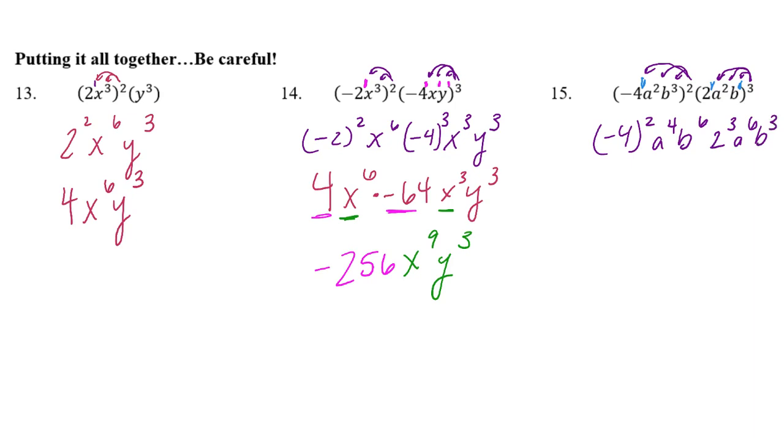Now I need to put my numbers together, or actually I need to simplify so I can put some stuff together. (-4) squared is 16. a to the 4th, b to the 6th, 2 to the 3rd is 8. a to the 6th, b to the 3rd. And you can actually have put those a's and b's together if you wanted to before. So now I'm going to do 16 times 8 and get 128. a to the 4th and a to the 6th and get a to the 10th. And then b to the 6th and b to the 3rd and get b to the 9th.